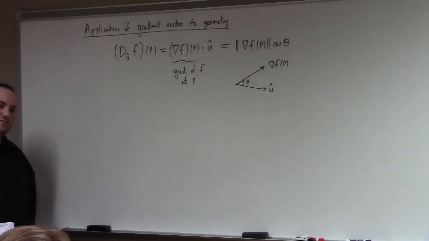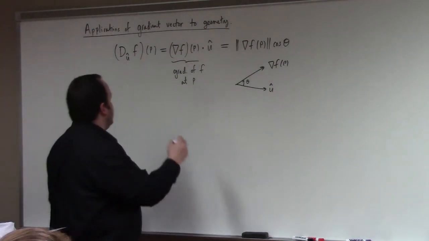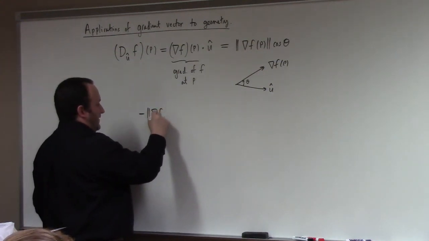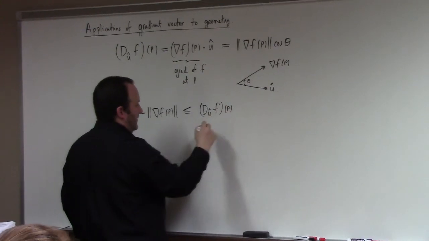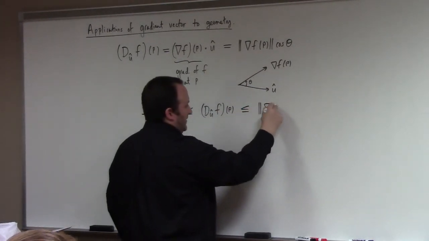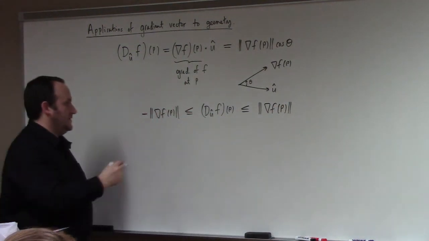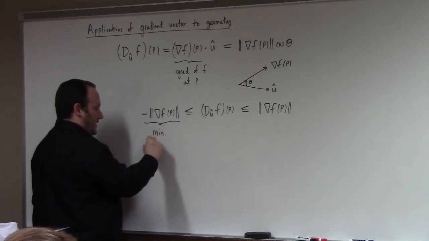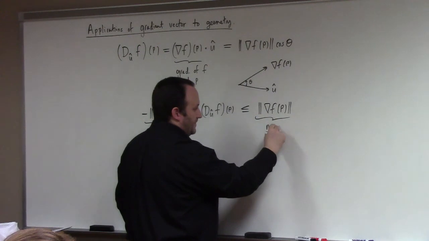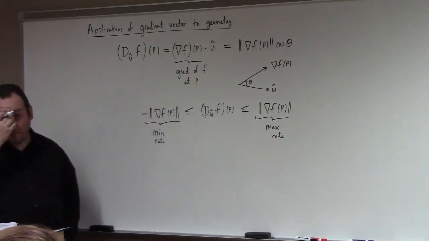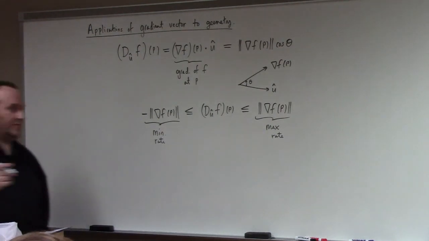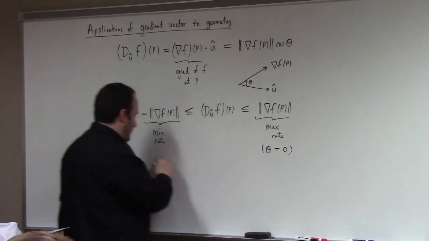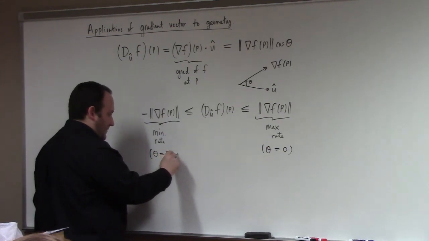And the big idea that I shared with you guys is essentially just this: that minus the magnitude of the gradient of the function at the point is less than or equal to the directional derivative of f at the point P, and that is less than or equal to the magnitude. So this is the minimum rate, right? This is the maximum rate at which f changes at the point P in the direction u hat, right? How do you make the max rate? Of course, this is theta equal to 0. This would be theta equals pi, or 180 degrees if you're one of those people.